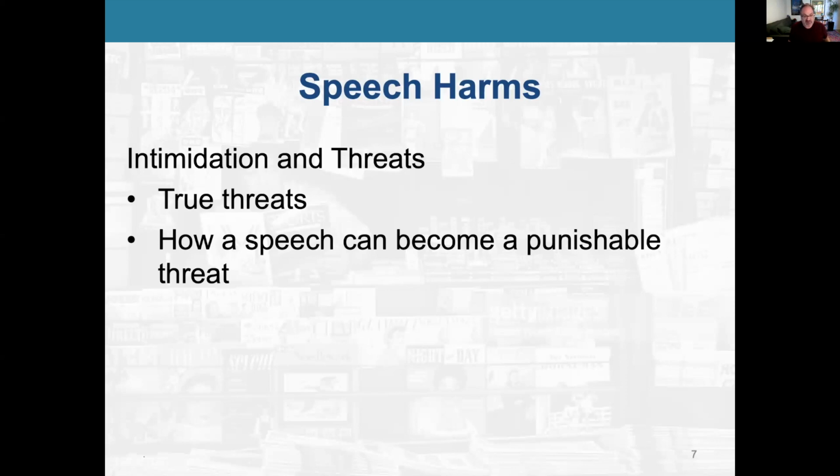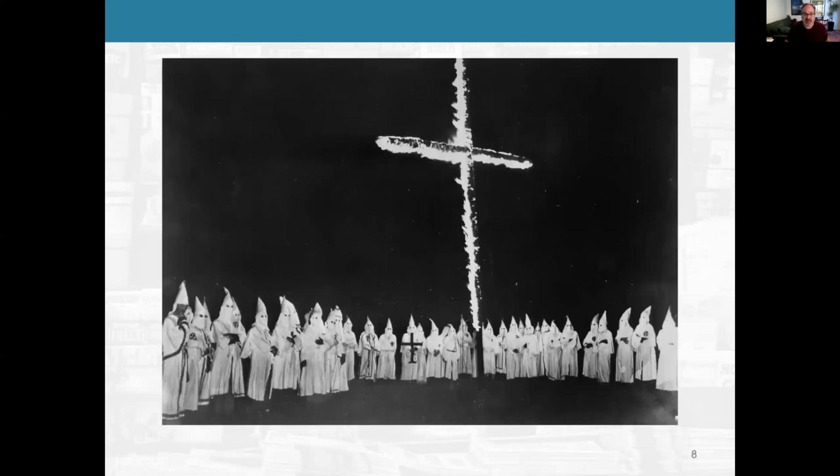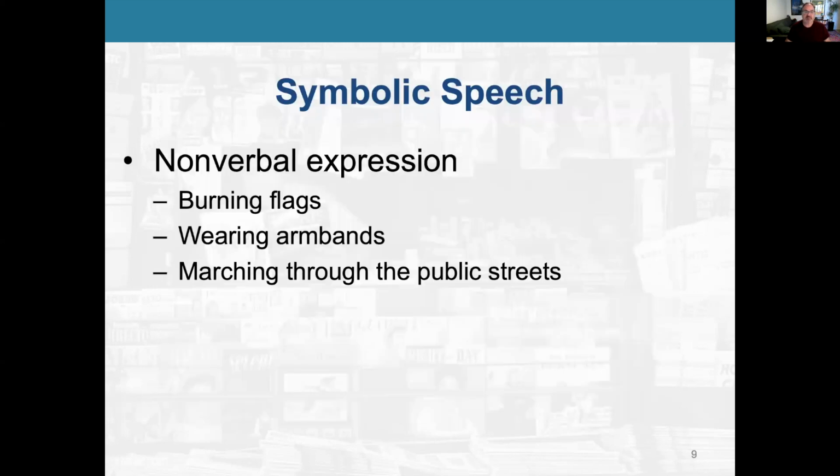Now, I apologize in advance for this next image, but it is part of the textbook. Cross burning is considered to be a threat. It is a symbolic act, and by definition, it is considered to be a threat. It is meant to intimidate. So posting violent things on Facebook, not a true threat. Cross burning, just by definition, it is. And that was the case, Virginia v. Black.